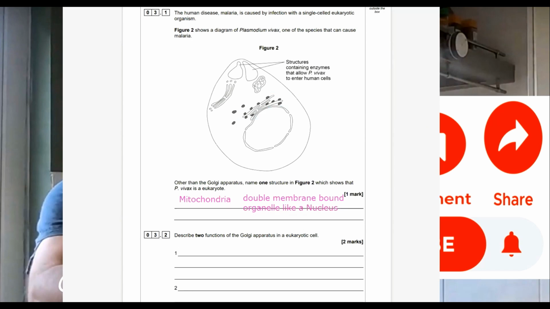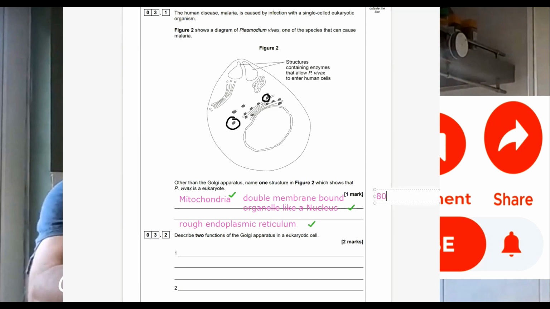found in eukaryotes. Now, some people might make the mistake of saying smooth endoplasmic reticulum. That will not get you a mark because that is not shown in Figure 2, and the question specifically asks for something that is shown in Figure 2. You would only find smooth endoplasmic reticulum in a eukaryote, but it's not shown here. So that's not one of the possible answers.